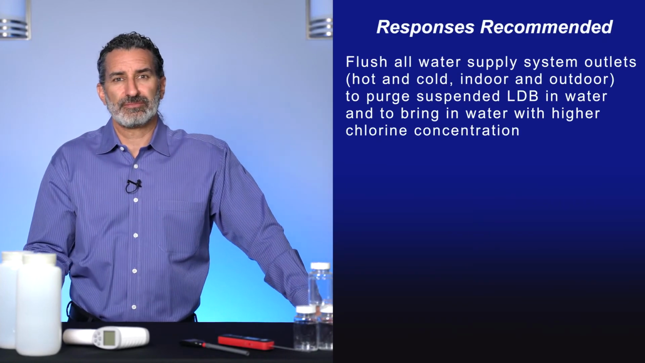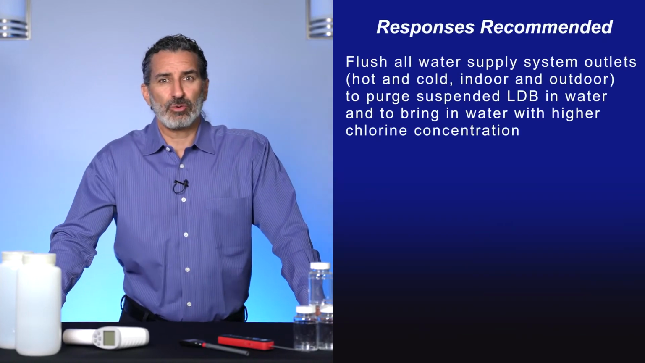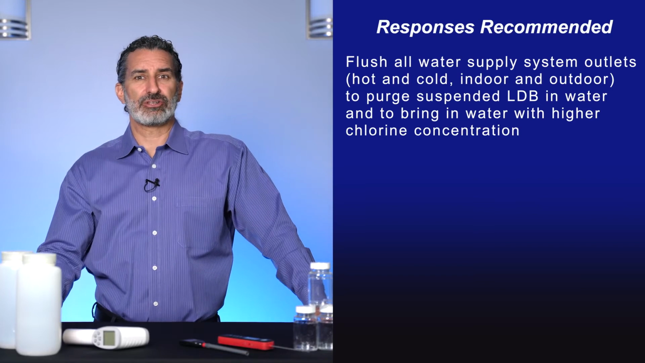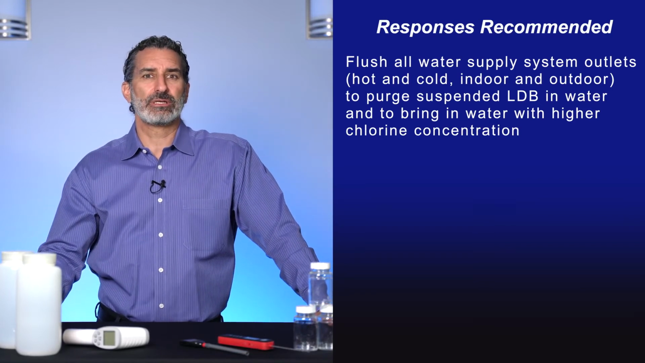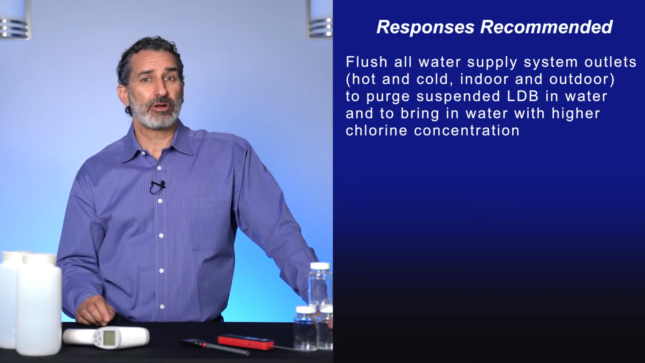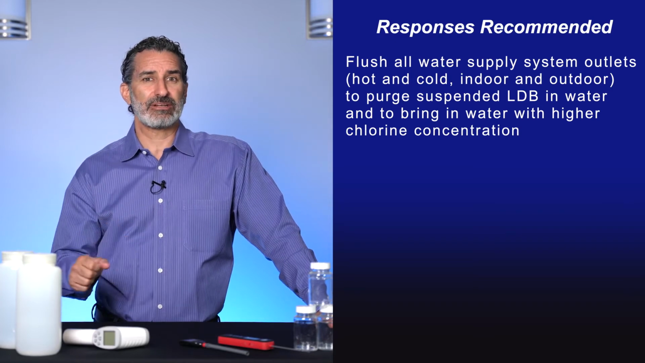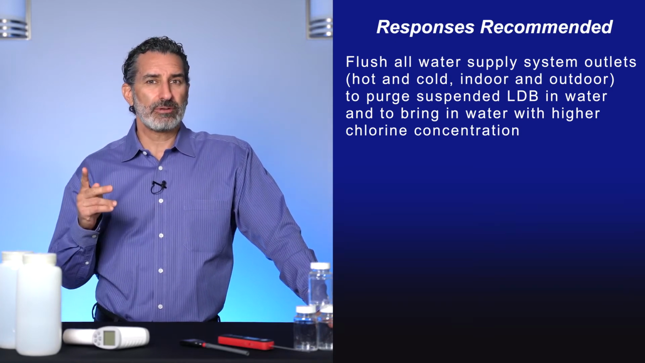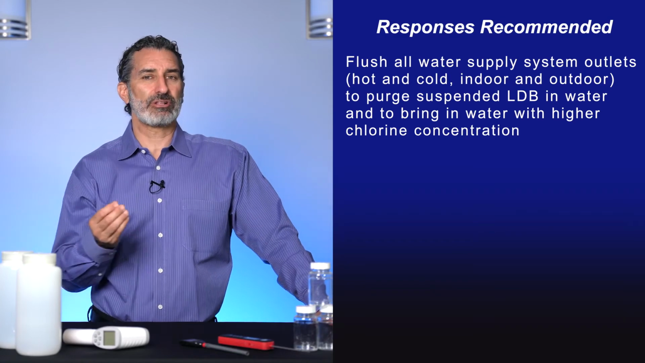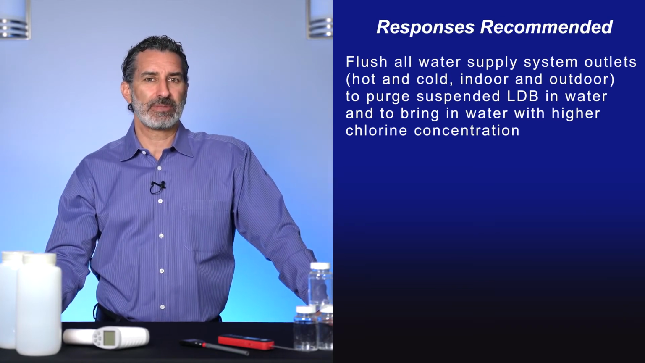One of the main things that you can do is flush your water system. Flushing of all your water supply and lines and your storage vessels, hot and cold, will, one, purge any suspended bacteria in the water. Two, it will bring in freshly chlorinated water from the city, and that will help prevent colonization in your building.